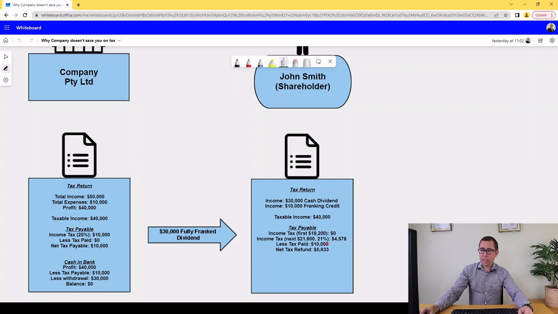So you can see that the tax paid by the company here is actually an offset. So we're going to get that money back. But we have to pay $4,500. So when the shareholder lodges their return, they'll get a refund of the $5,633.